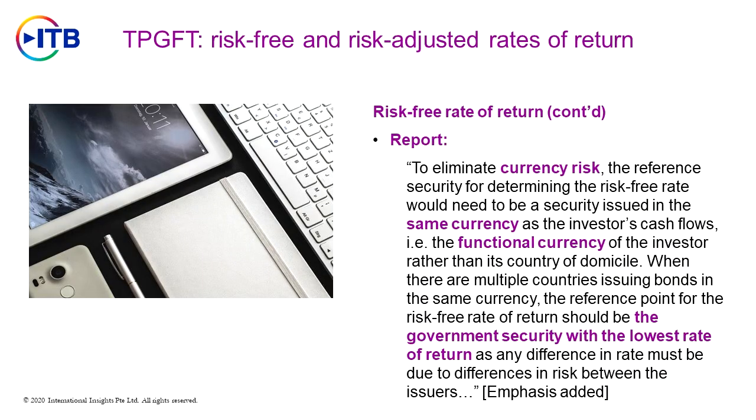The report says that to eliminate currency risk, the reference security for determining the risk-free rate would need to be a security issued in the same currency as the investor's cash flows. That is, the functional currency of the investor rather than its country of domicile. When there are multiple countries issuing bonds in the same currency, the reference point for the risk-free rate of return should be the government security with the lowest rate of return, as any difference in rate must be due to differences in risk between the issuers.